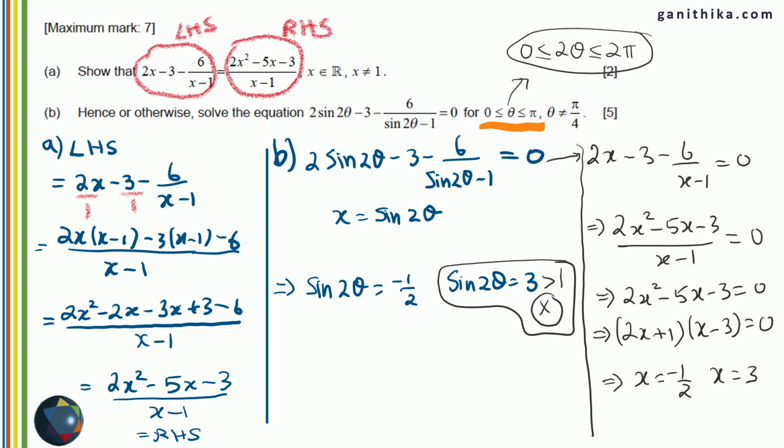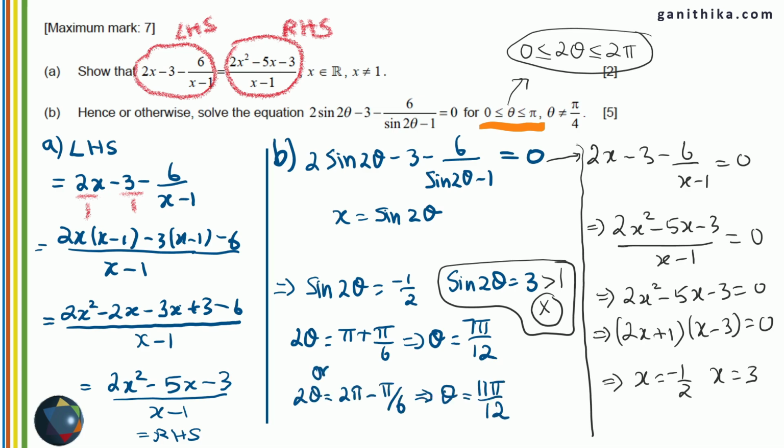For -½, sine inverse of half is pi over 6. And since it is negative, the values are going to be in the third and fourth quadrants, where sine has a negative value. Now we will have 2 theta equal to pi plus pi over 6 for the third quadrant, which gives you theta as 7 pi over 12. And the next value, in the fourth quadrant, is 2 pi minus pi over 6, which gives you theta equal to 11 pi over 12.